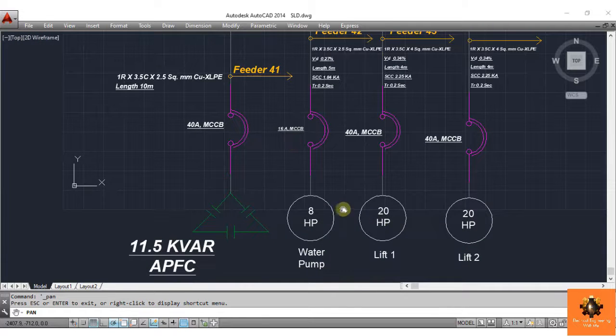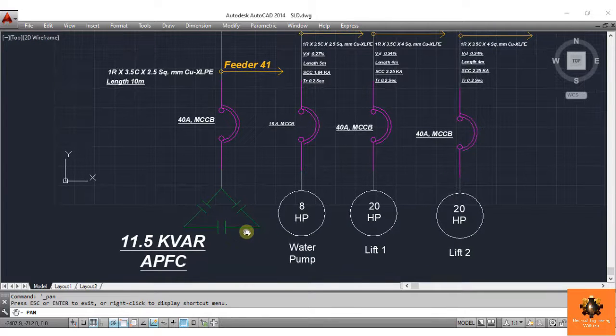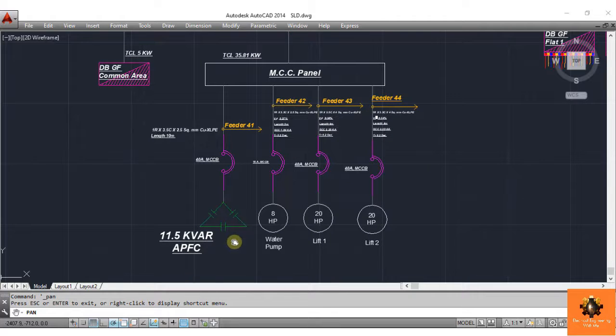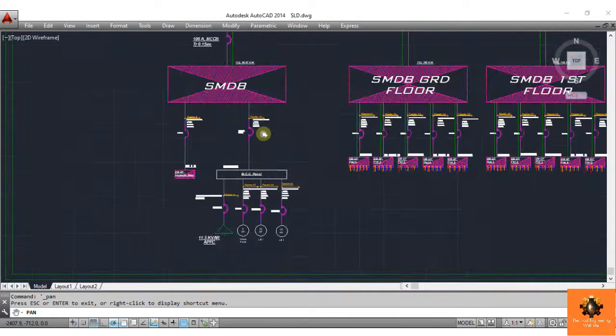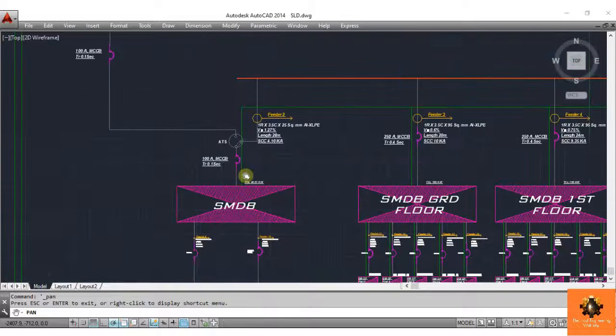So next to this part, now we will see APFC panel, automatic power factor correction panel. Generally, this power factor correction panel is used to improve the power factor of the system. Here we have highly inductive load of motors, so to overcome the low power factor we are using external APFC panel of 11.5 kVAR value. Is it fine? So now after explaining this part, next I am coming back to this part.